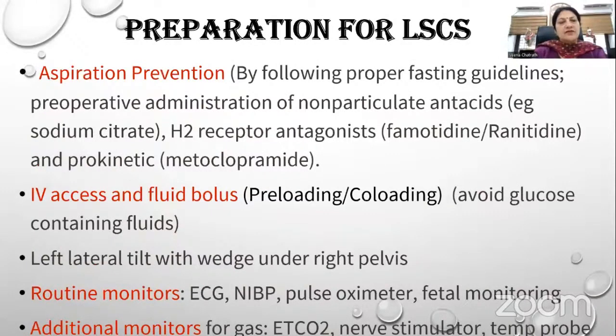Aspiration prophylaxis is very, very important, which can be done by following the proper fasting guidelines. H2 receptor antagonists like ranitidine or pantoprazole 40 milligram can be given in addition to the prokinetics like metoclopramide. IV access and fluid bolus in the form of preloading or co-loading. Avoid glucose-containing fluids. And left lateral tilt with wedge under the right pelvis is to be maintained.